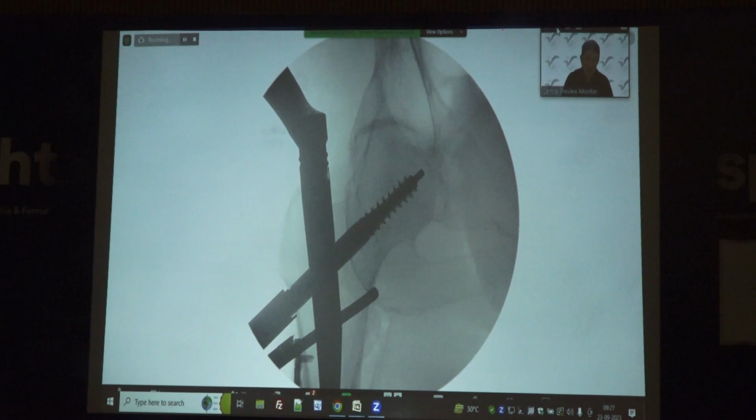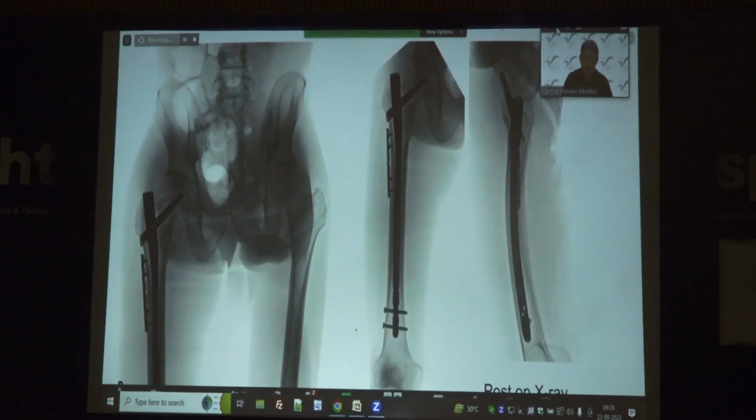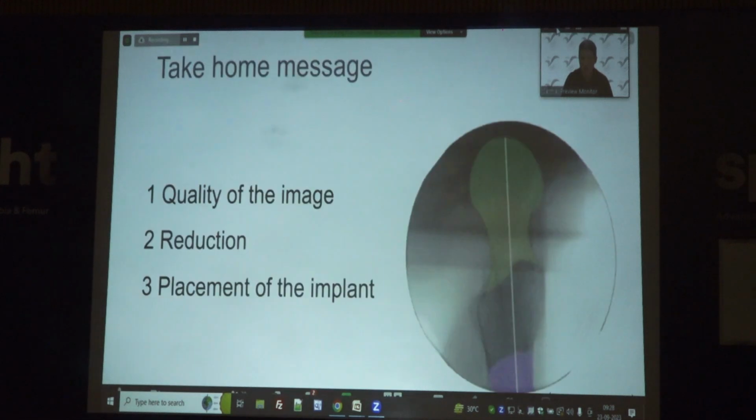So I was a young man, so I decided to use the lag screw instead of blades. And here's the final outcome. He was immediately weight bearing as tolerated on the next day of operation.